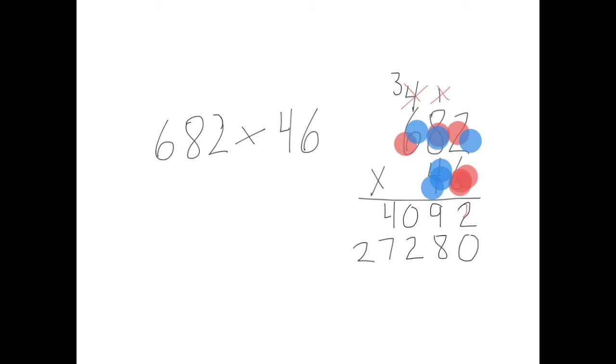Last step, add them up. 2 plus 0 is 2. 9 plus 8 is 17. 2 plus 1 is 3. 4 plus 7 is 11. And I have my answer of 31,372.